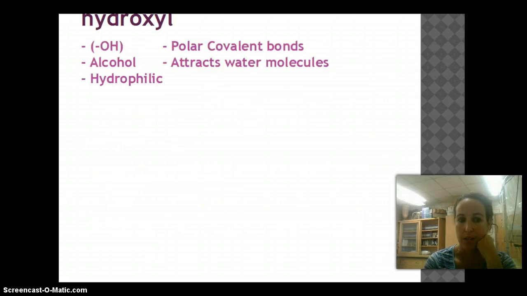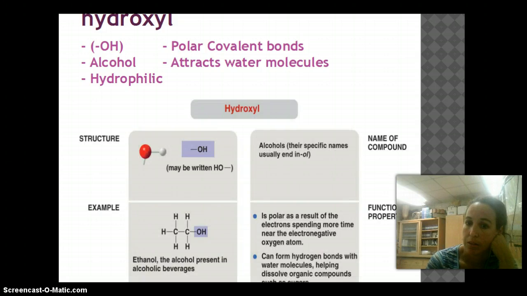We have hydroxyl, which is OH, and that's called an alcohol. Anything with an OH group at the end is an alcohol. These are hydrophilic, so they have polar covalent bonds and they attract water. So here's some more information about it.